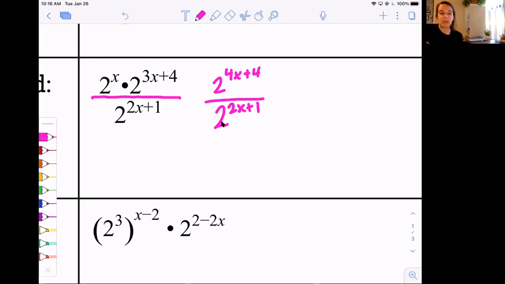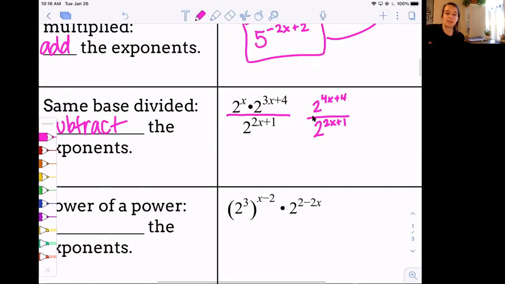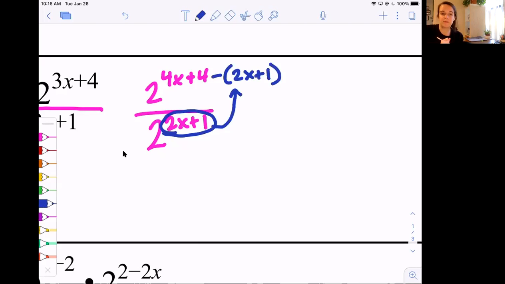Since they have the same base, our rule that we're applying here, we are going to subtract the exponents. I do not want to write this all over again, so here's what I'm going to do. I'm going to take this and show that I am subtracting 2x plus 1 right here. So I'm subtracting that exponent. This is how I'm going to show my work. Is this super mathematical? No, but this is how I am showing my thinking for right now.